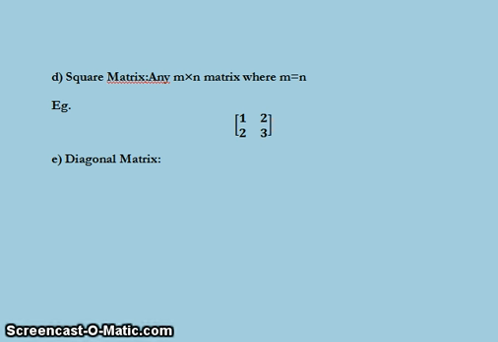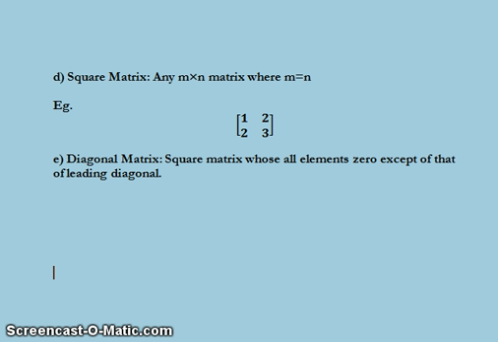Another type of matrix is a diagonal matrix, in which the number of rows and number of columns of the matrix are equal. That means it is a square matrix.